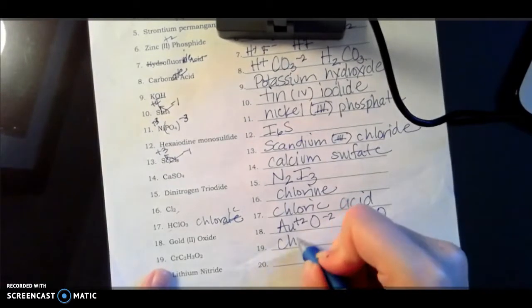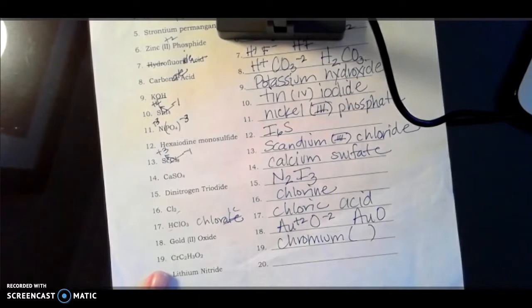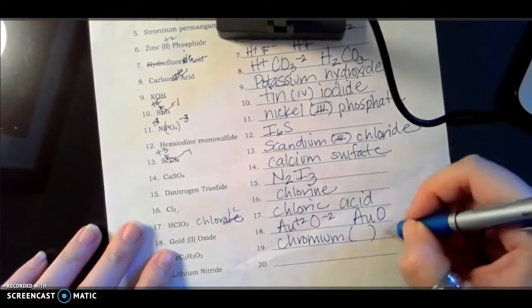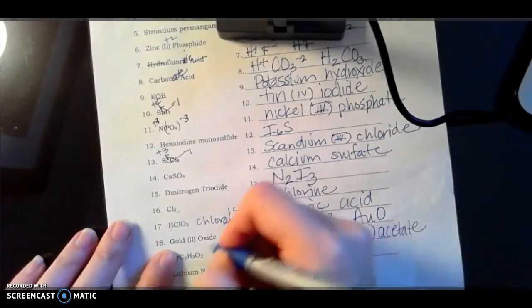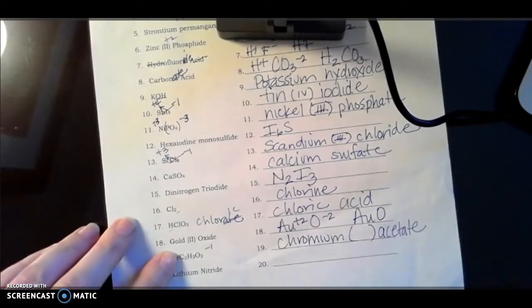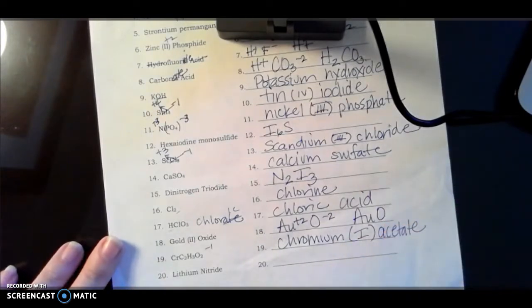Cr is chromium. Chromium is a transition metal, so it's going to get Roman numerals. C2H3O2 is acetate. Acetate has a -1 charge. So if acetate is -1, this has to be +1 to equal 0.